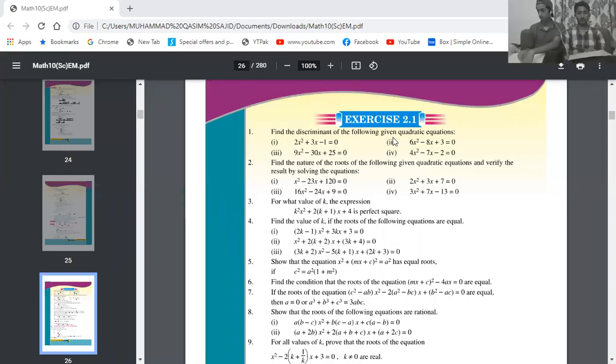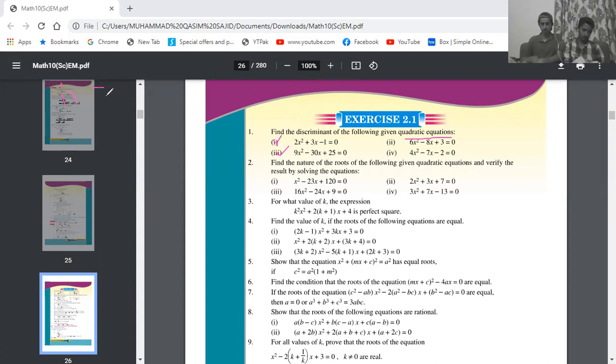Now, this will be the start of exercise 2.1, according to the new reduced syllabus 2021. So the first question we have to solve: find the discriminant of the following given quadratic equations. The questions you have to solve are question number 1 and question number 3. So first we have to solve question number 1.